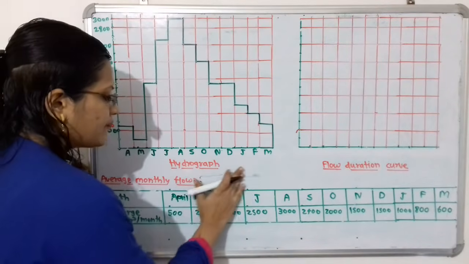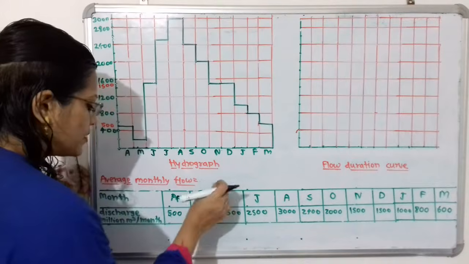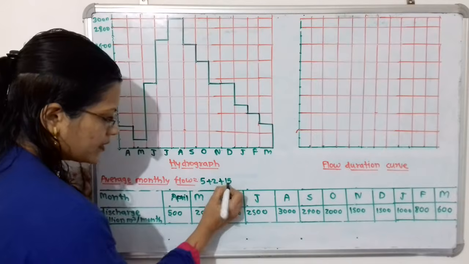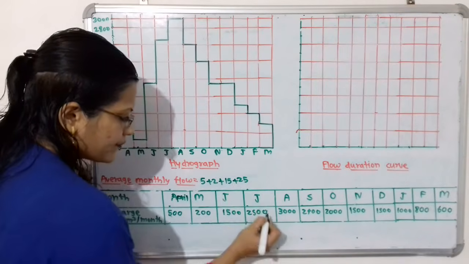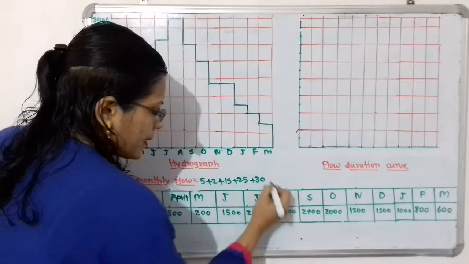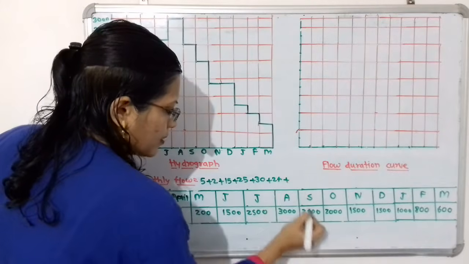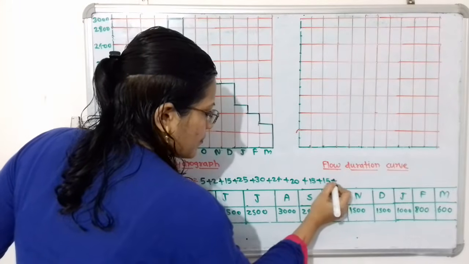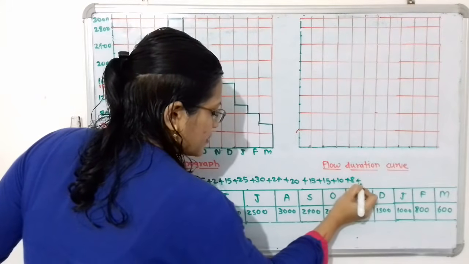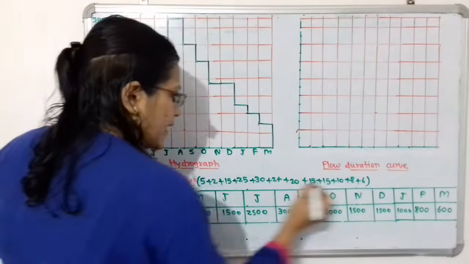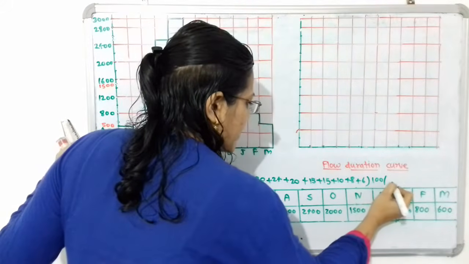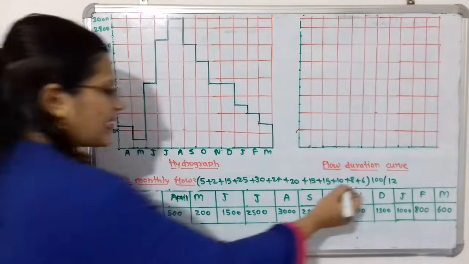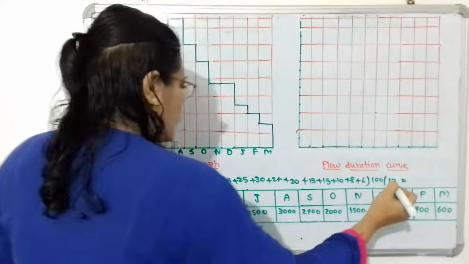So it will be easy for us to take 100 as a common. So I will take here 5 plus 2 plus 15 plus 25 plus 30 plus 24 plus 20 plus 15 plus 15 plus 10 plus 8 plus 6. So I will give here bracket multiplied by 100, whole divided by 12. So if we calculate here, we will get 1460.